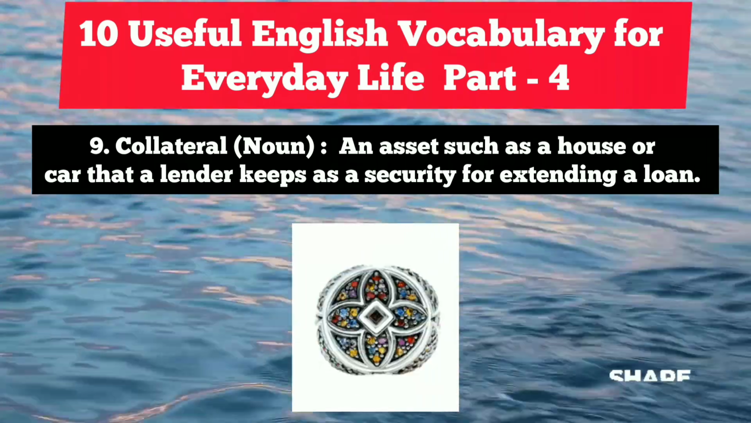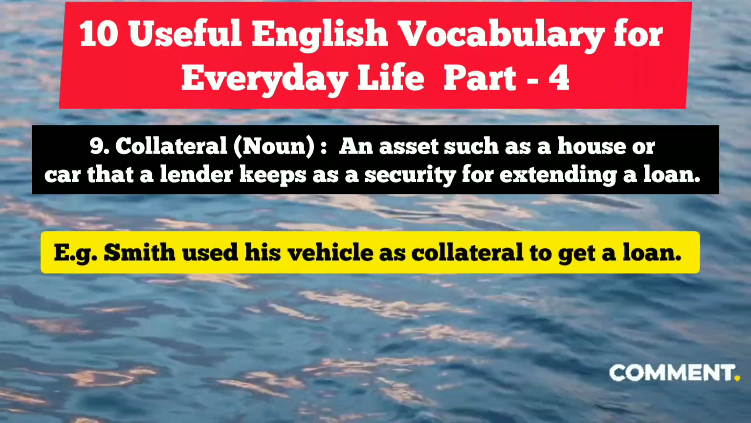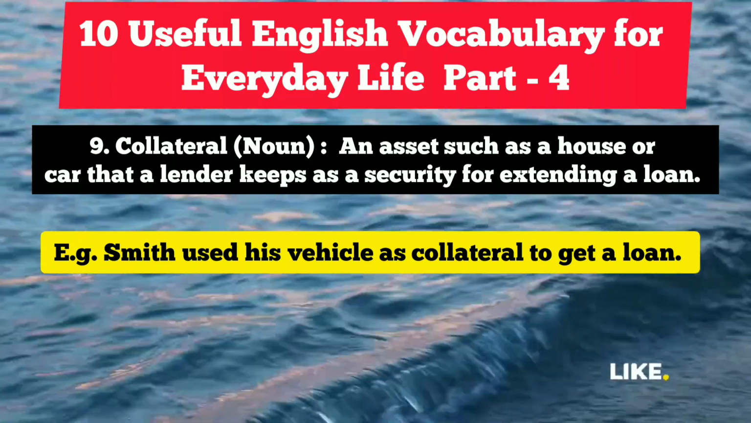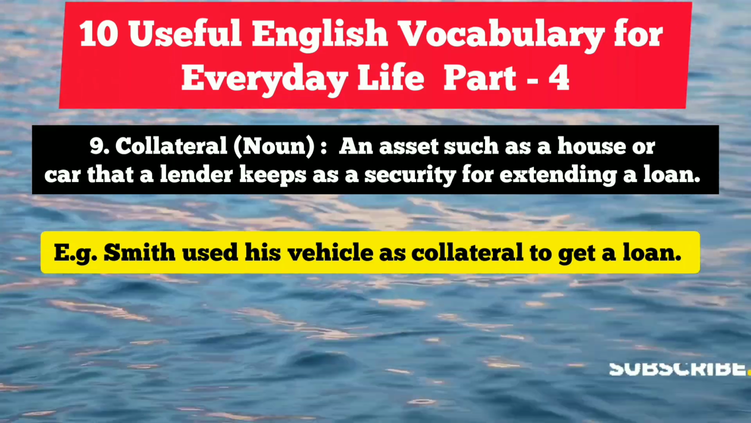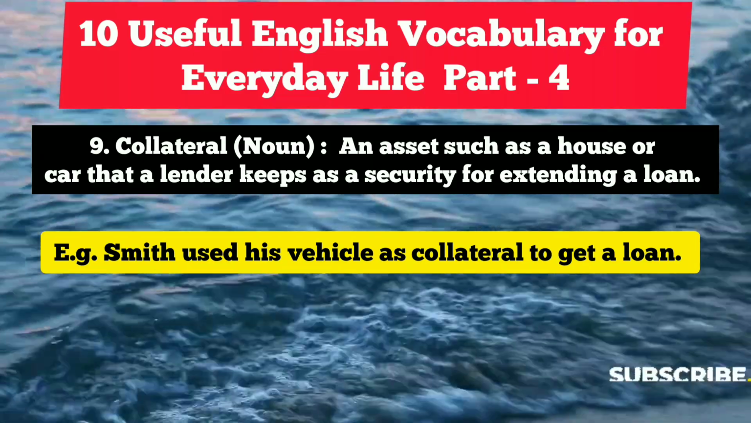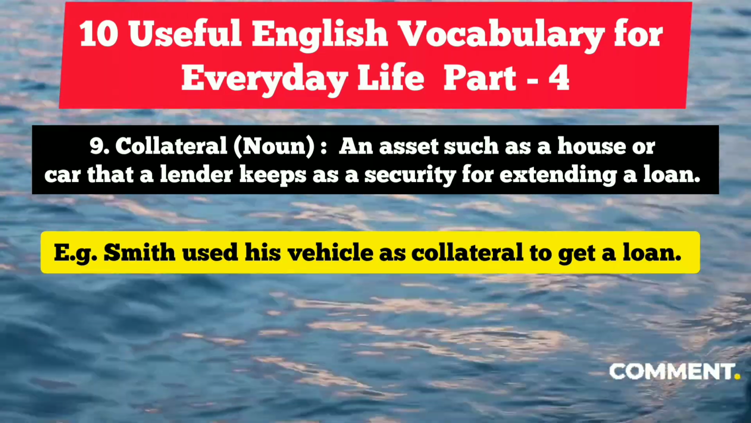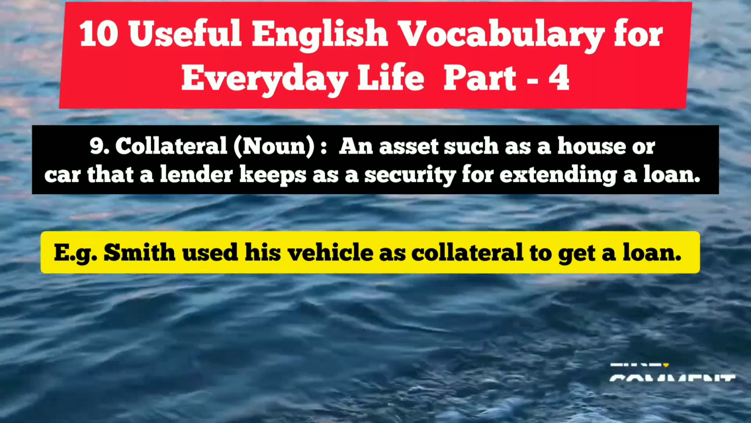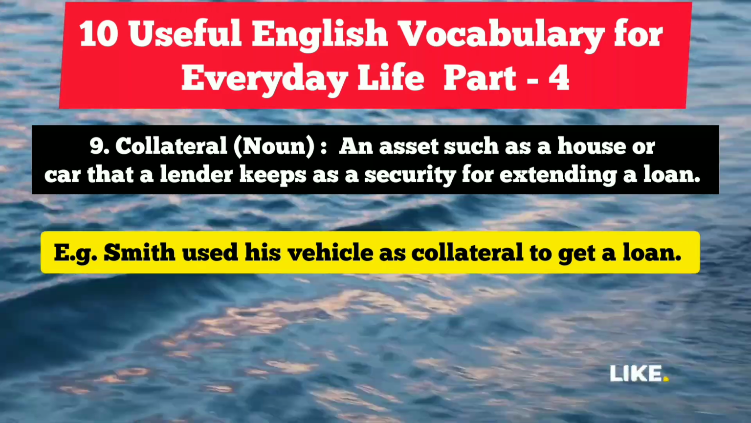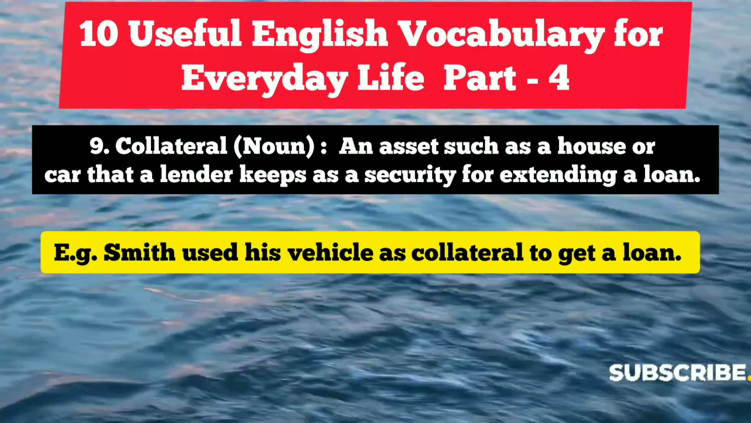So let us see how to use it. Smith used his vehicle as collateral to get a loan. That means he kept this car as a security and took a loan, right? And he tried to get a loan using his vehicle as a collateral, as a security. I'm quite sure it's crystal clear.